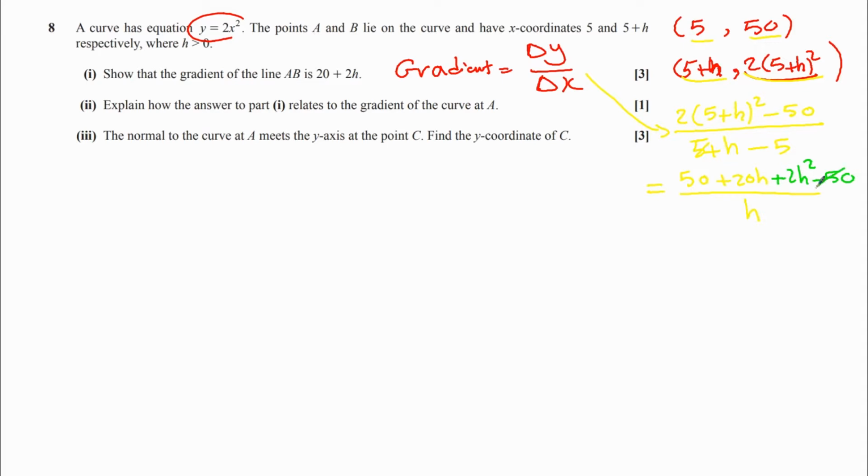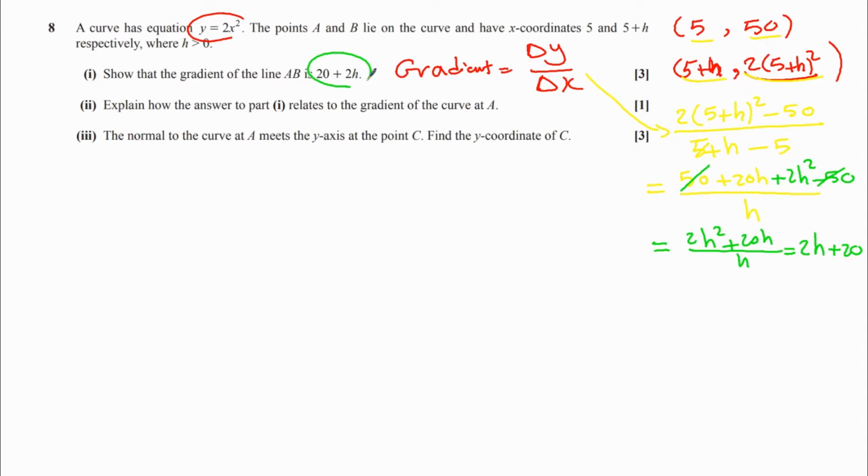So minus 50 simplifies with this 50. So I have 2h squared plus 20h divided by h. If I simplify the h from the top, I will have 2h plus 20, which is equal to this in here. So we did not do anything else apart from just using the basic concept for gradient.